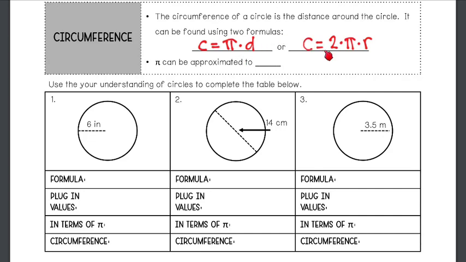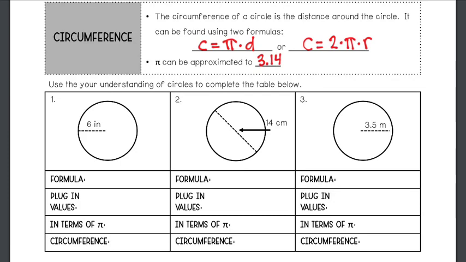Now these two formulas may look different, but if I were to take a radius, like this one right here for number 3, if I were to take this radius and times it by 2, that would give me a diameter, because it would increase that all the way across. So that's why pi times diameter and 2 times pi times radius are the exact same thing. This is just looking at it from a diameter, and this one over here is looking at it from a radius. And for the pi symbol, the approximation that we'll be using is 3.14.